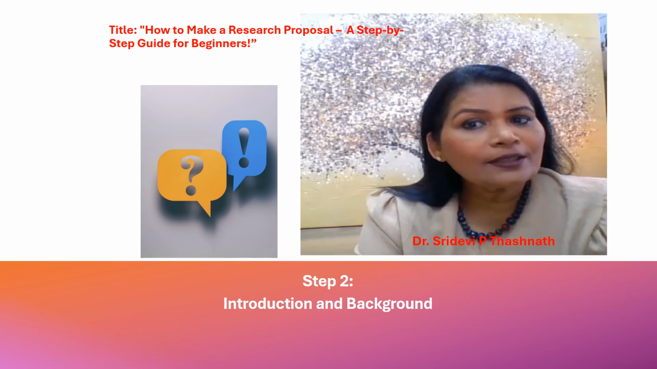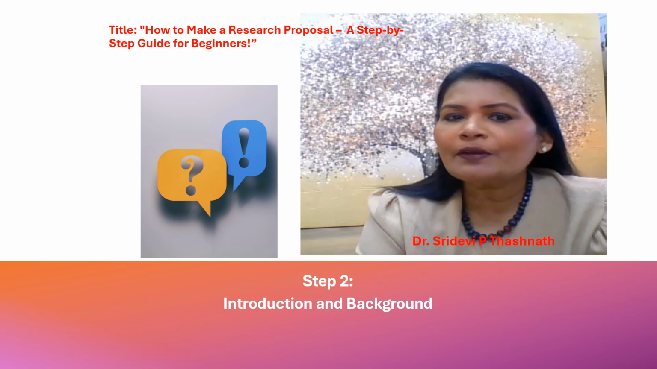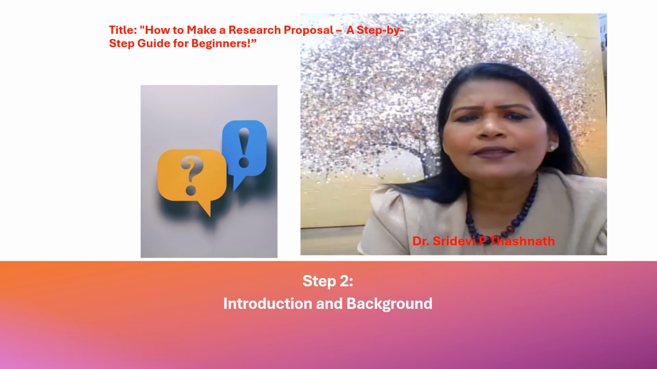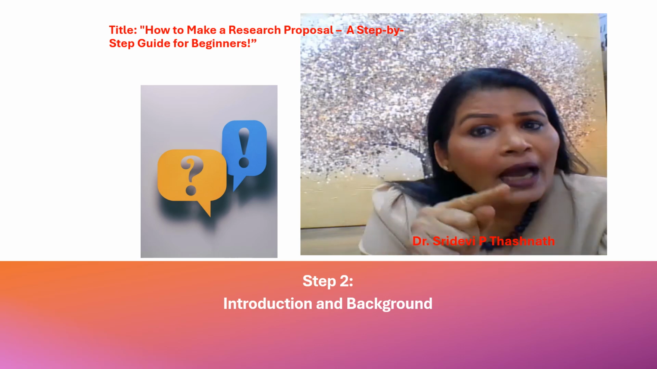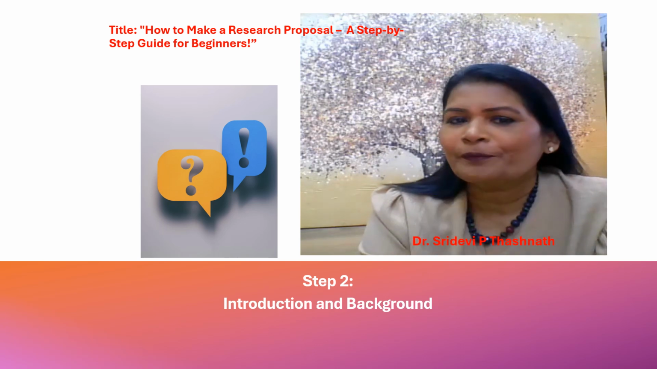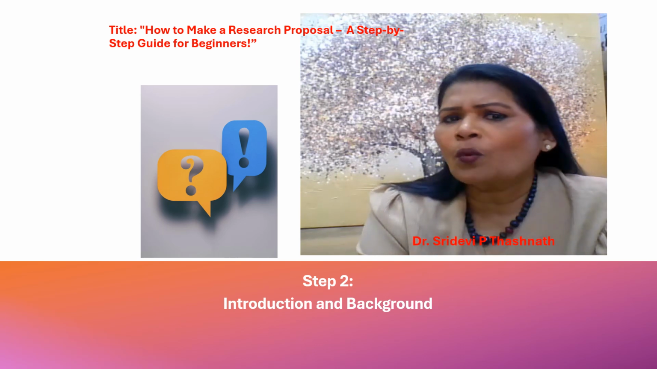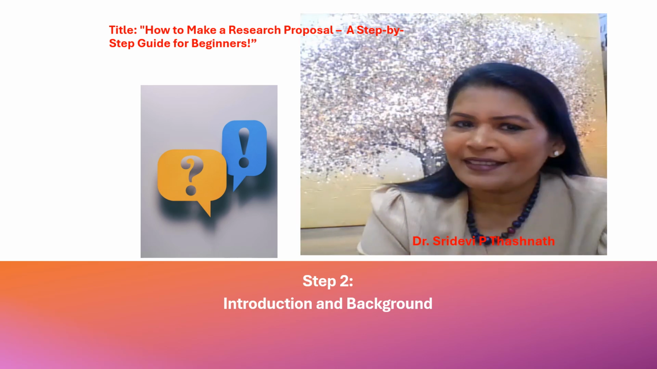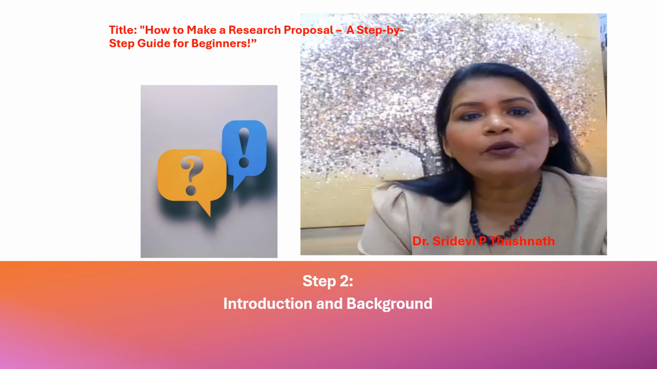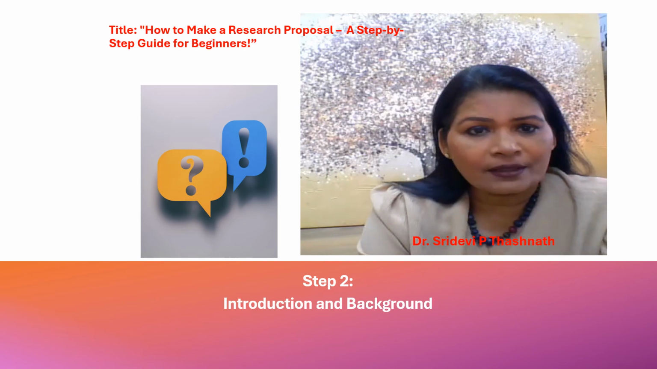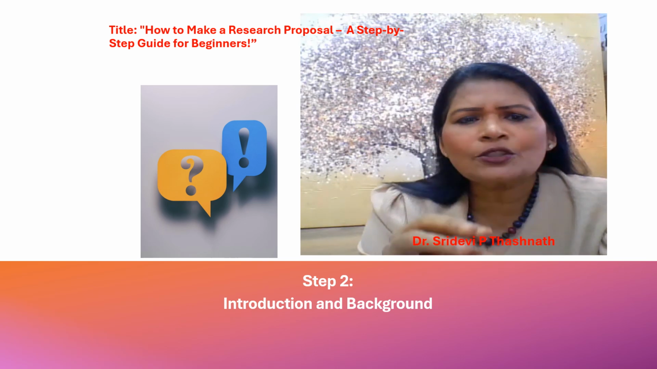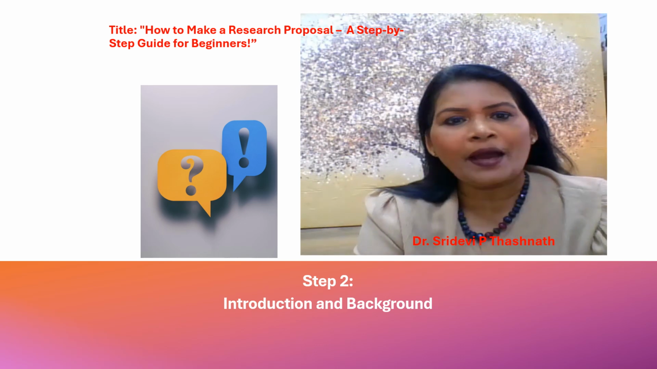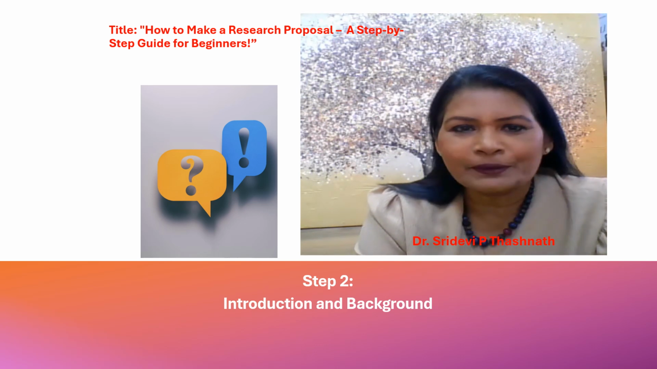Step number two is introduction and background. Now, in the introduction, you'll need to briefly explain the research problem you're addressing. Why does this research matter? What gap in knowledge are you filling? So this is your chance to show why your research is so important. Try to keep it simple and direct. Now an example, if you're researching digital marketing, explain how small businesses often struggle with marketing and why understanding its impact is crucial for their growth.